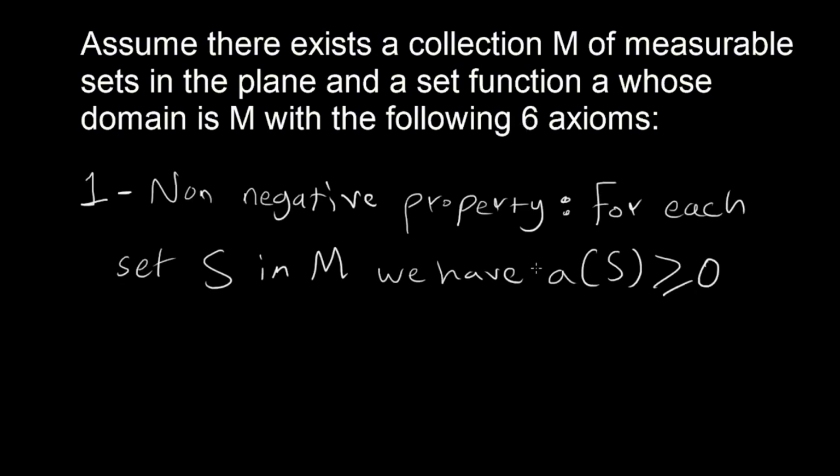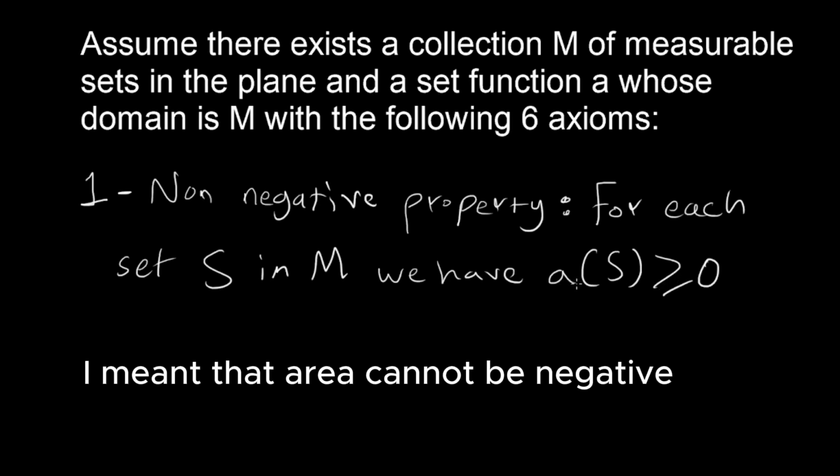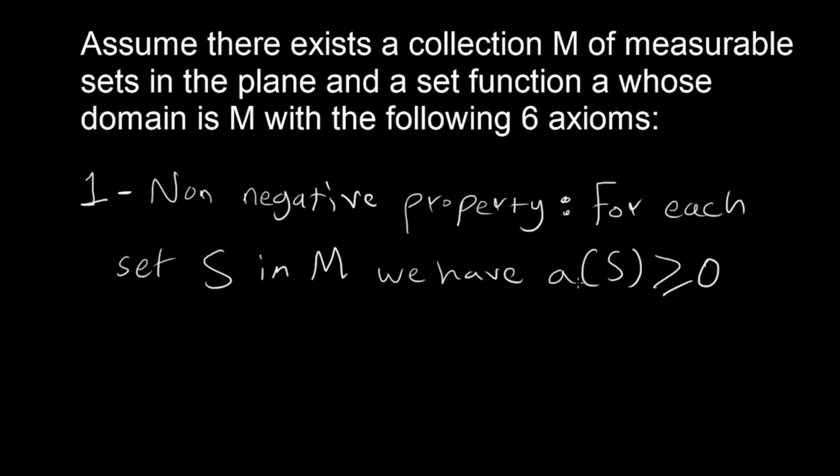So the first axiom is the non-negative property, which says for each set S in M, which is a collection of measurable sets, we have A of S is greater than or equal to 0. This means that the set cannot have negative values.